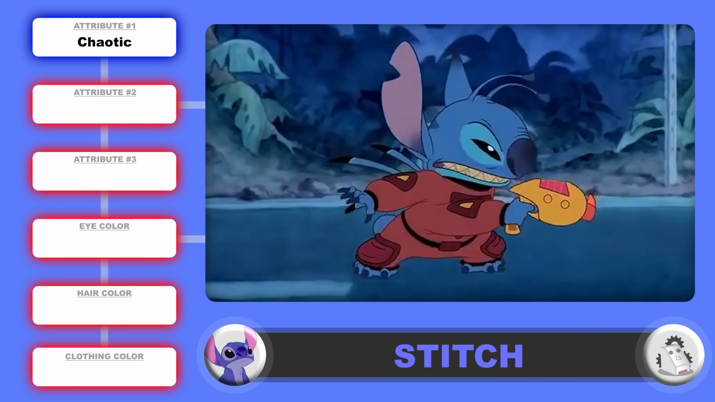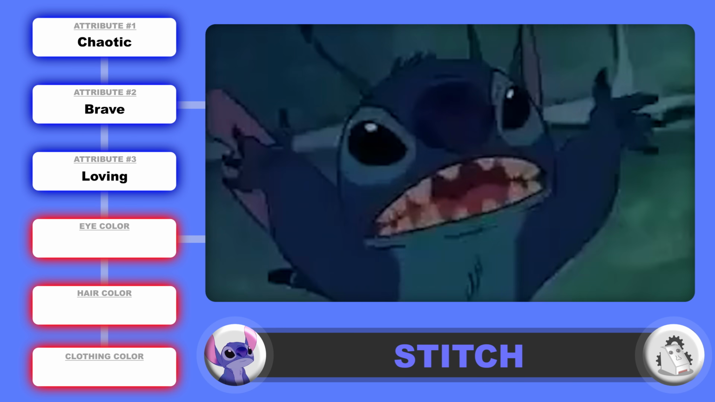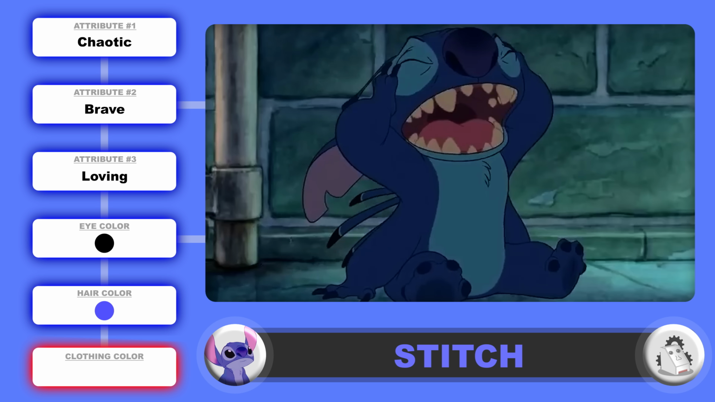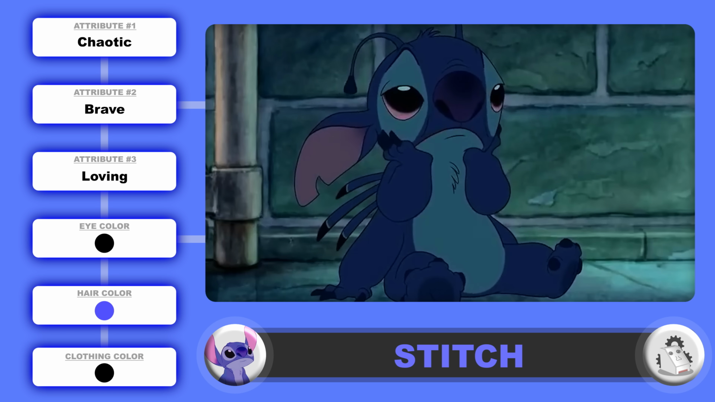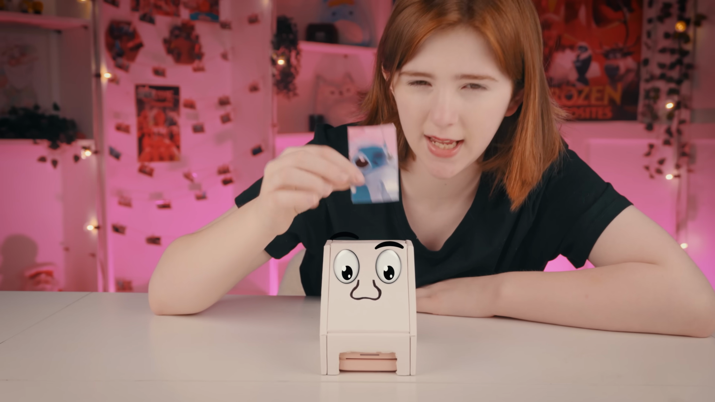Craig, I need you to do one more search. Find everything you can on Stitch. Stitch's first attribute is chaotic, his second is brave, and his third is loving. His eye color is black, his hair color is blue, and he has no key clothing color. Using these attributes and colors, make Stitch into an animal.